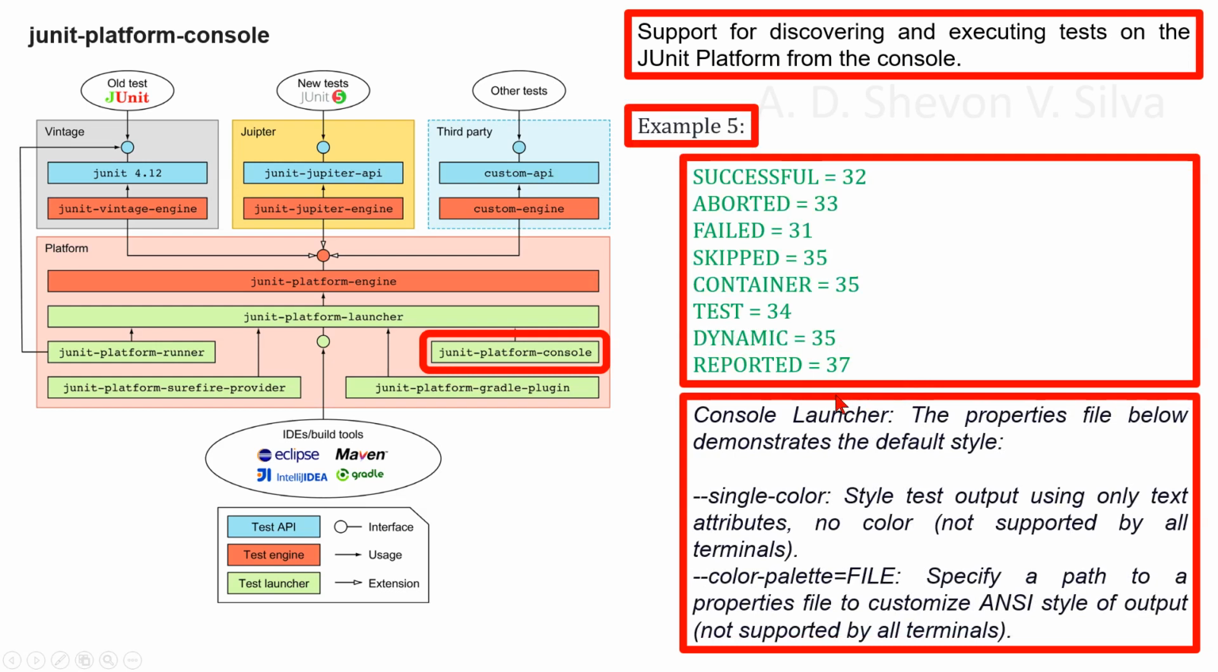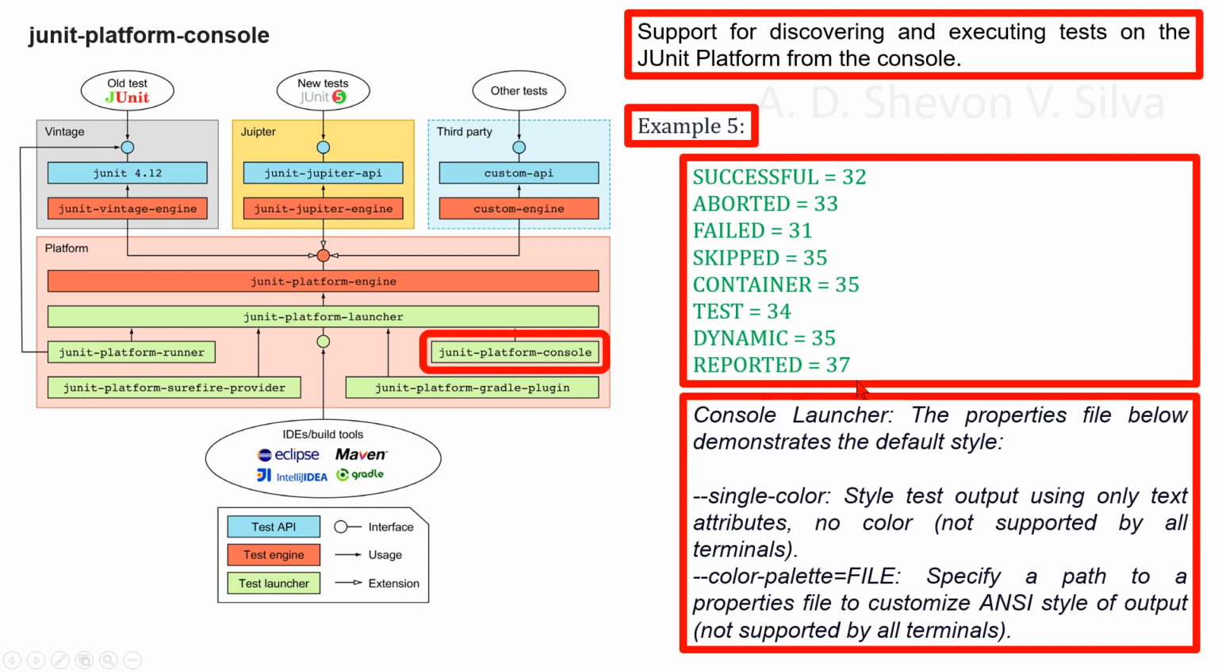As an example 5, we can consider color customization in the console launcher. The properties file here demonstrates the default style. The --single-color option styles test output using only text attributes, no color, and is not supported by all terminals. The --color-palette=file option specifies a path to a properties file to customize ANSI style of output, and is not supported by all terminals.